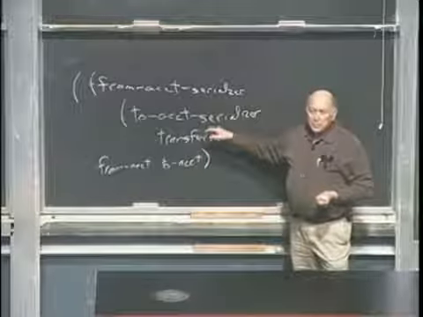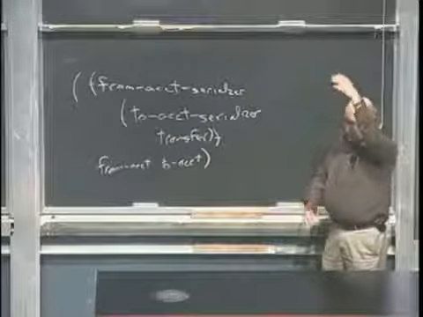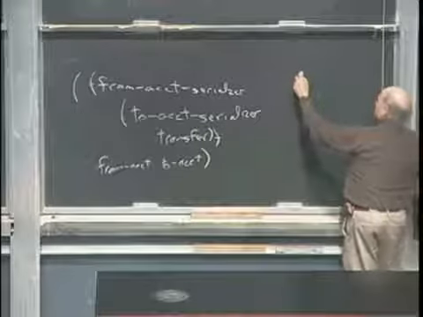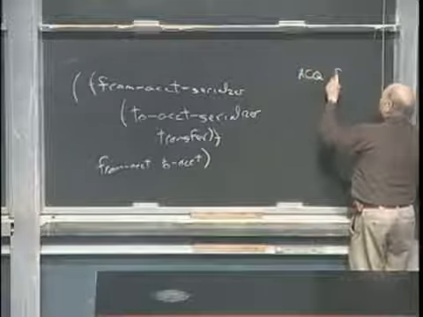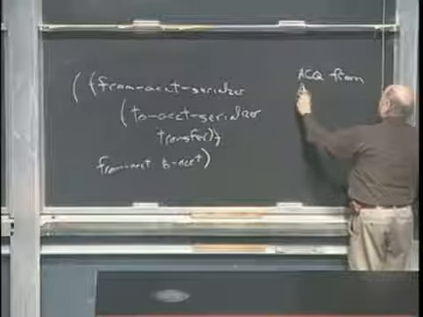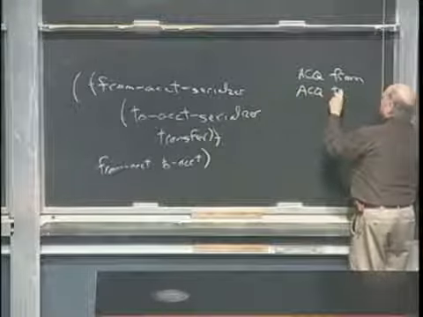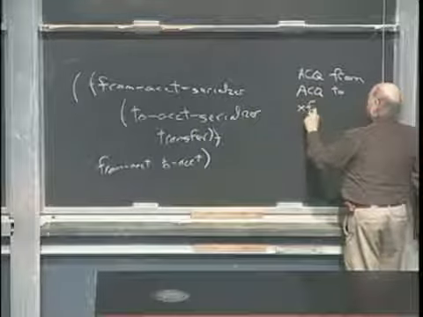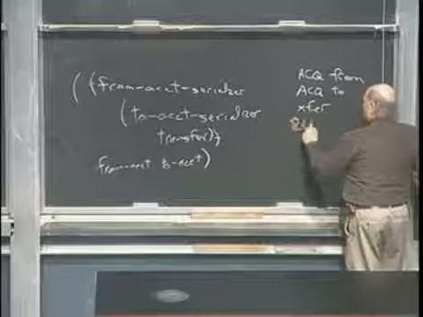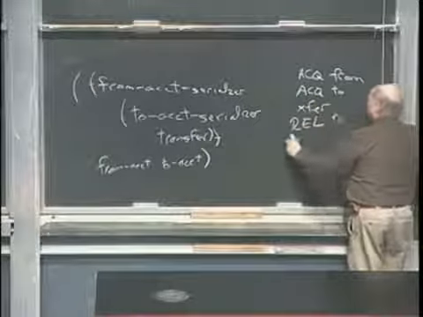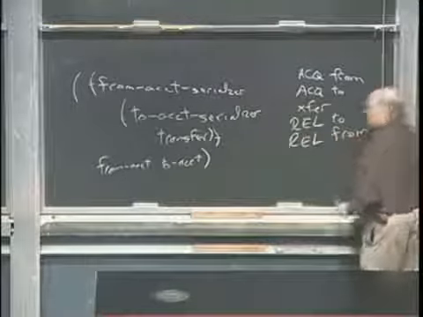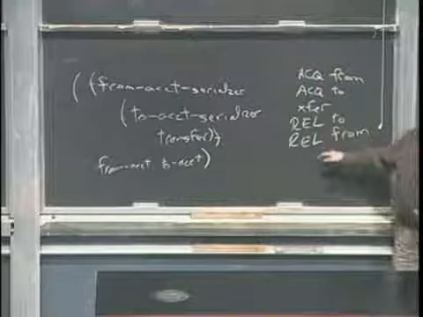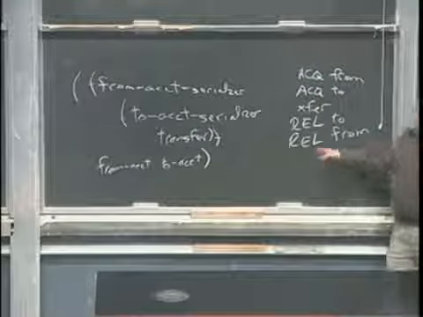So when we have both of these serializers on top of each other, it's going to be acquire from, acquire to, transfer, release to, release from. Okay? That's the sequence of events within a thread.